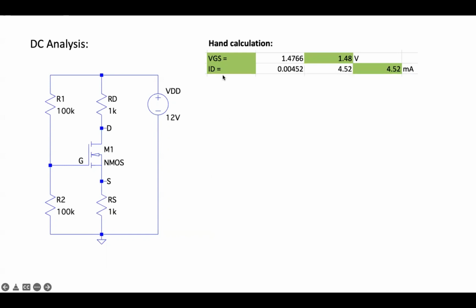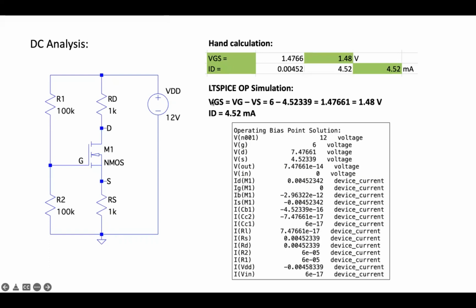So with this, we do the hand calculation with the assumption that lambda is equal to 0. So we get a VGS of 1.48 volts and a drain current of 4.52 milliamperes. And for the LTspice simulation results, we're also able to determine the same VGS and drain current. Okay.